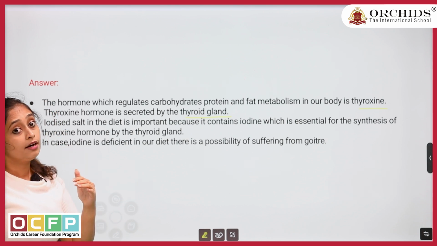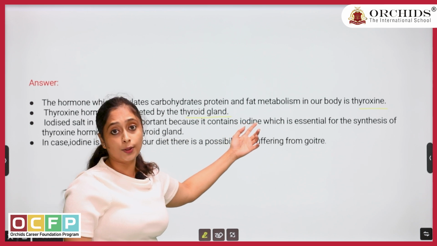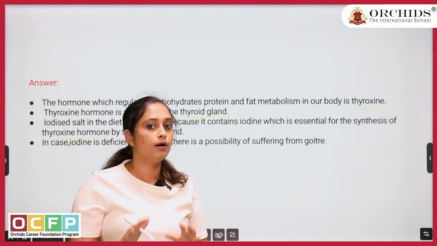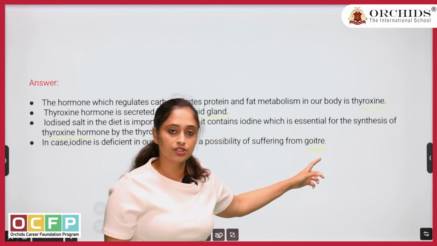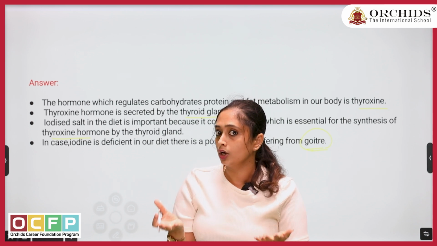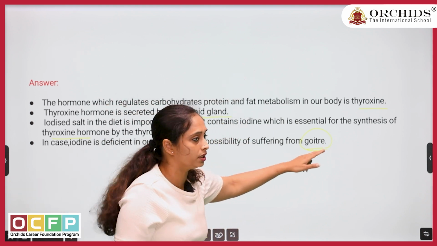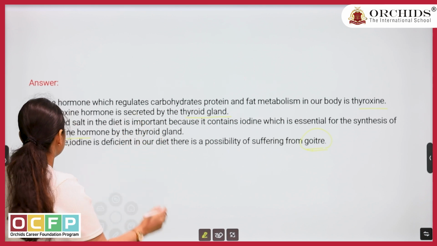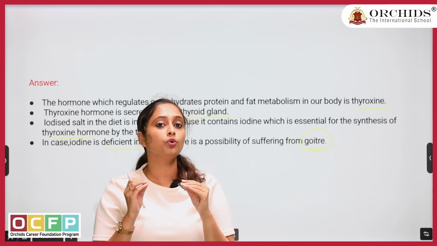Now the part was why we need to include iodized salt in our diet. The answer is that iodized salt is important because it contains iodine, which is essential for the synthesis of thyroxine hormone. If iodine is not there in your body, it causes a condition or disease known as goiter. What will happen is, if your body doesn't have enough iodine, the thyroid gland will not be able to produce thyroxine, so the thyroid gland becomes swollen. That swollen condition is known as goiter. You will be affected with goiter if your body is not able to produce enough thyroxine. So deficiency of thyroxine will cause goiter, and you can mention that also in your answer.